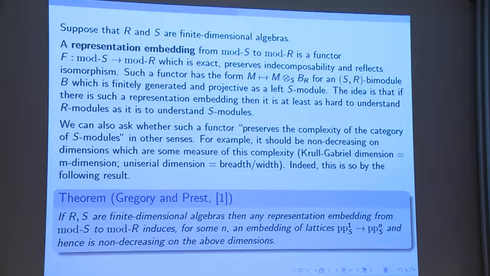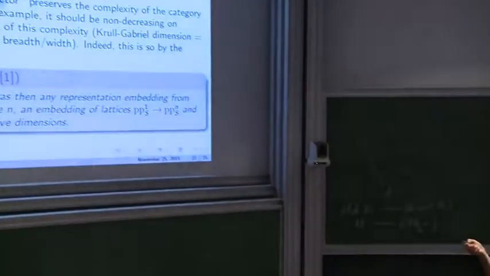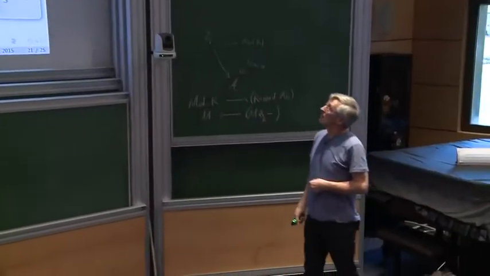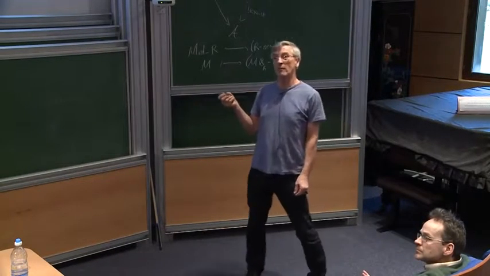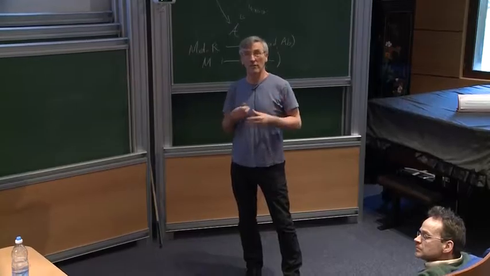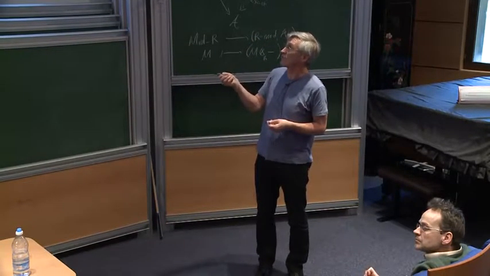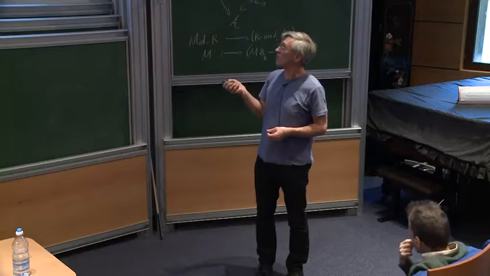Okay, and the idea of a representation embedding is that the representation theory of R is at least as complex as the representation theory of S, because this is essentially taking mod S and embedding it into mod R with no loss of complexity. Those conditions can be seen as saying that. Okay, so one would like to know that a representation embedding preserves these dimensions that I've mentioned, and also some others, and that is the case.